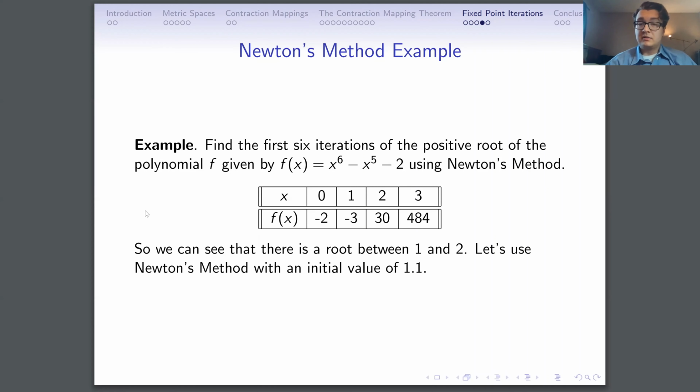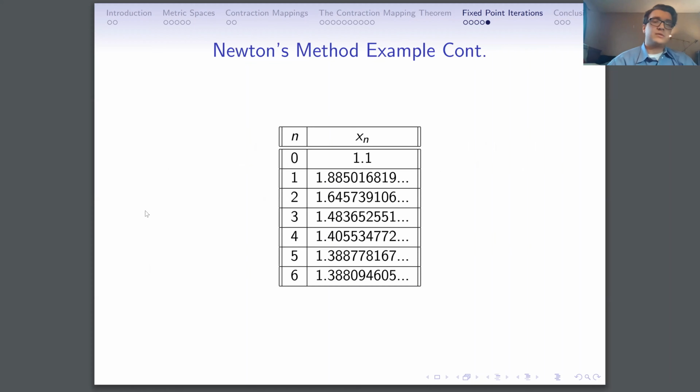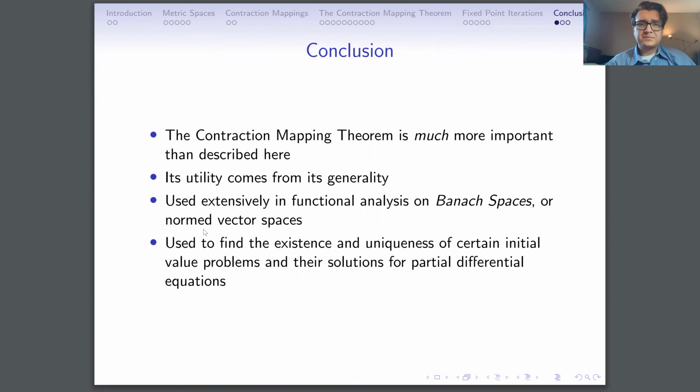So let's start with a y1 of 1.1, right? Let's have that be our initial value. You plug that in, and then by the sixth iterate, you can see that we get 1.388094605, and that is actually accurate up to the fifth decimal place. So after 6 iterations, 5 decimal places is rather good. And I talk more about the accuracy of fixed point iterative methods under the contraction mapping theorem in my paper. So if you'd like to read more about that, it's there for you.